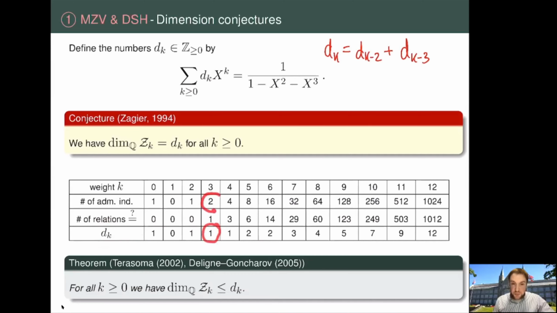And there are two multiple zeta values in weight 3, namely zeta(2,1) and zeta(3). But we already saw they are the same. So at least in this case, we can prove that the dimension is 1.